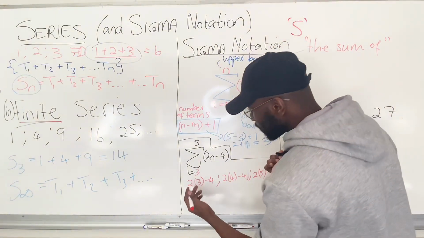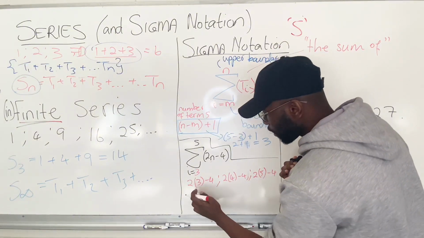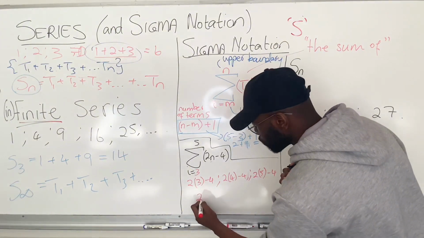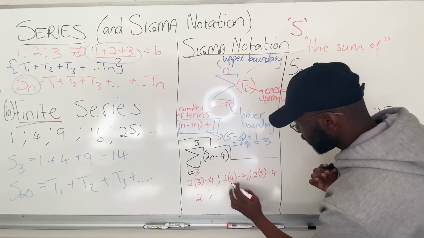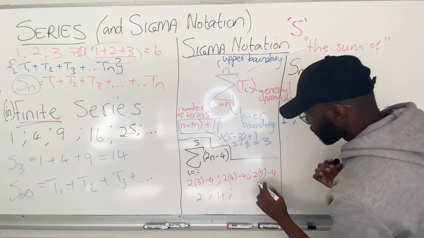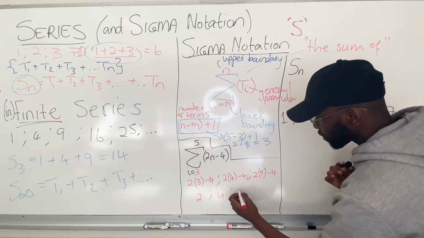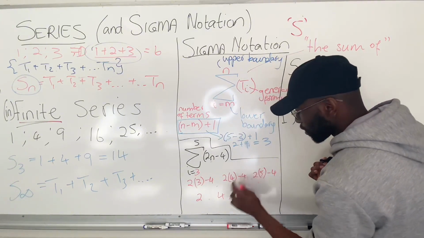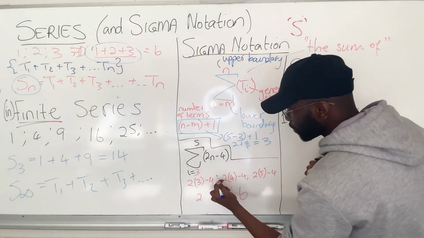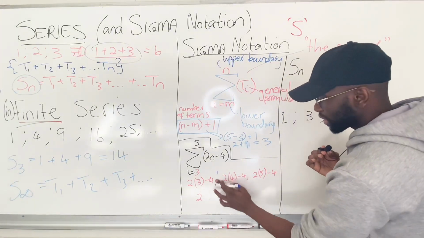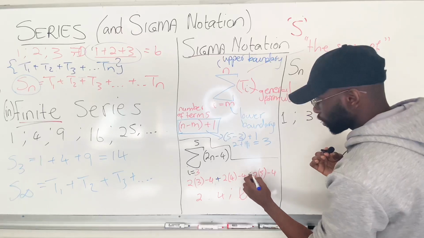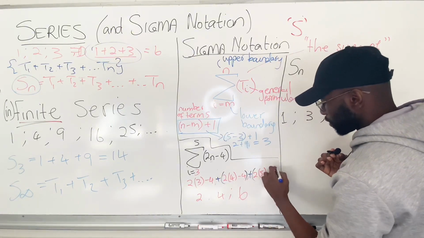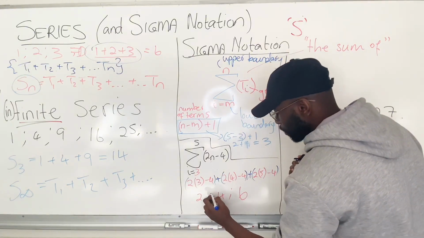So here our first term is given by 6 minus 4 is 2. 8 minus 4 is 4. 10 minus 4 is 6. Now remember, it's a series, so when we do this we are talking about sequences, but we must add them because we are talking about series. So it's plus.